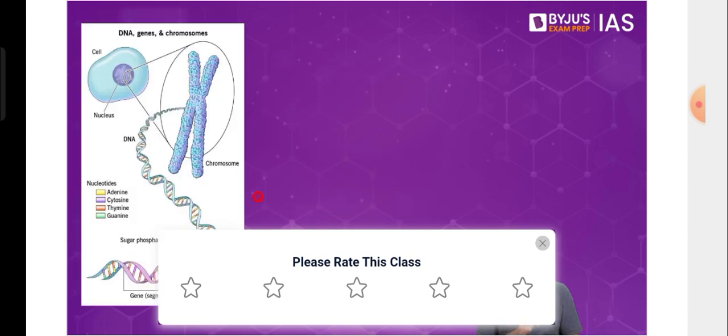Now, as I told you, our understanding of biotechnology today, when we talk about modern biotechnology, comes from our understanding of the DNA. And there are three terms that become very crucial for you because they will be very often used terms in this chapter and in the context of this chapter. So, what do we mean by DNA? What do we mean by genes? And what do we mean by chromosomes? And the differences between them.